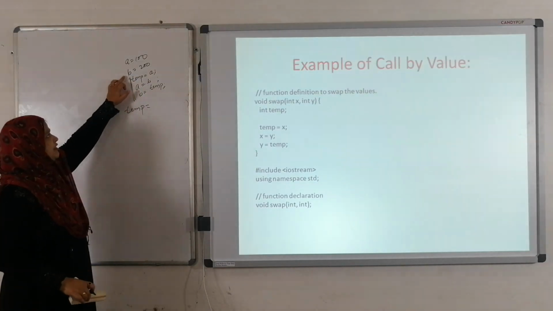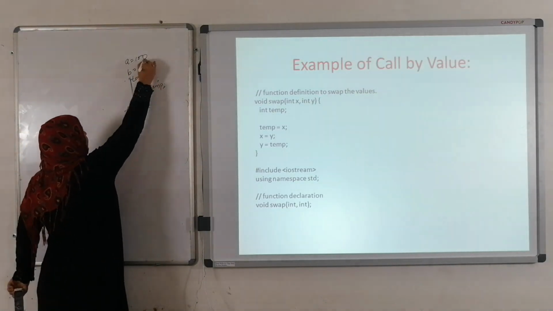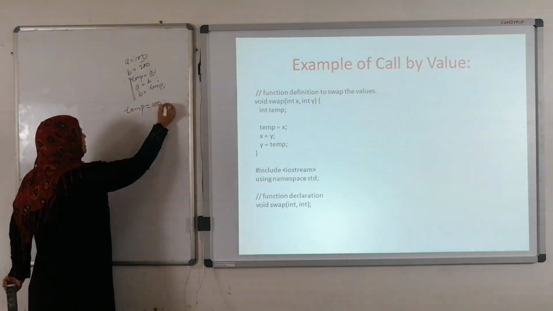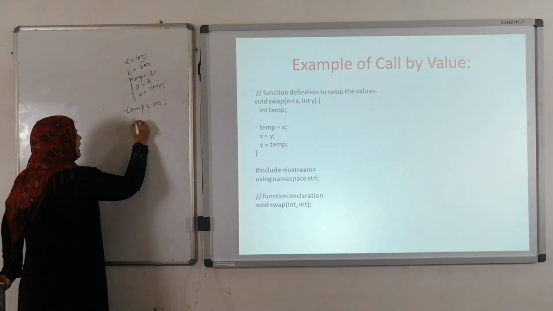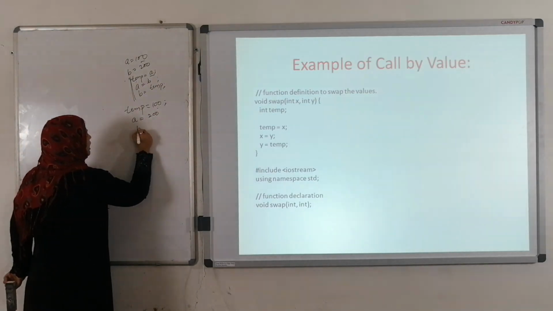Before swapping, what is the value of B? B is 200. Now temp equals A. What is the value of A? A is 100. I am assigning the value 100 to temp. A equals B. What is the value of B? B is 200. B equals temp.